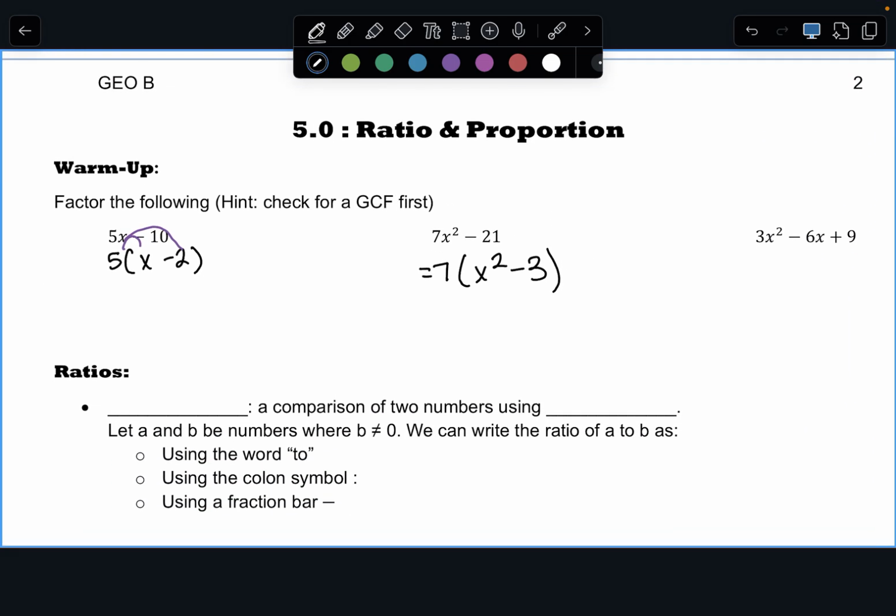Last one, 3x squared minus 6x plus 9. What number fits into 3, 6, and 9? 3. And again, I'm only dealing with numbers right now because not all of my terms have x's. So I can't take out any x's. If I take out a 3, x squared, minus negative 2x, plus 9 divided by 3? 3. And that's it. That's what taking out a GCF means.